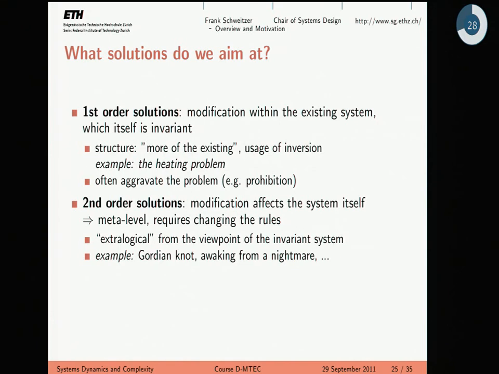Second order solution would entail changing the system itself, or in other words, thinking outside of the box and all these kind of popular sayings, which means you change the system boundaries. And an example with the heating problem, maybe instead of increasing your heating more and more, you simply build better isolation, for instance. This would be a second order solution to the problem.